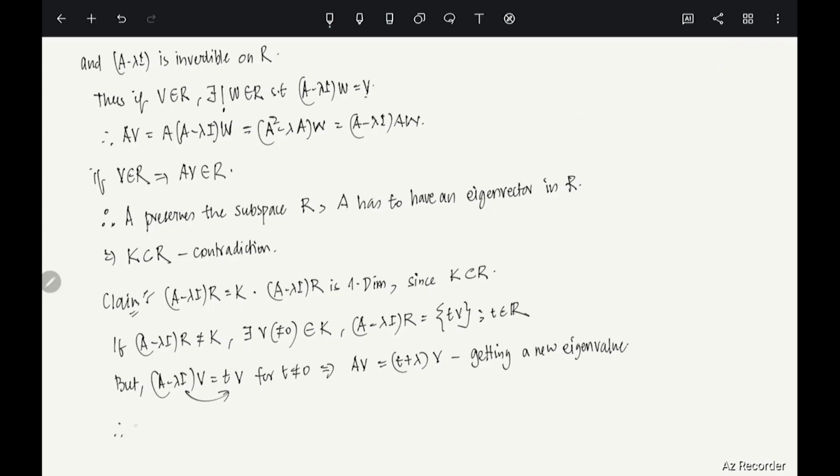So therefore A minus lambda I times R has to be equal to K. Okay, now we are more or less at the end of the proof. So now what we are going to do is this. So this is fine. Okay, so see, we will start with V1, which is in the kernel K. Yeah, so this is an eigenvector. Okay, so V1 is an eigenvector for A.